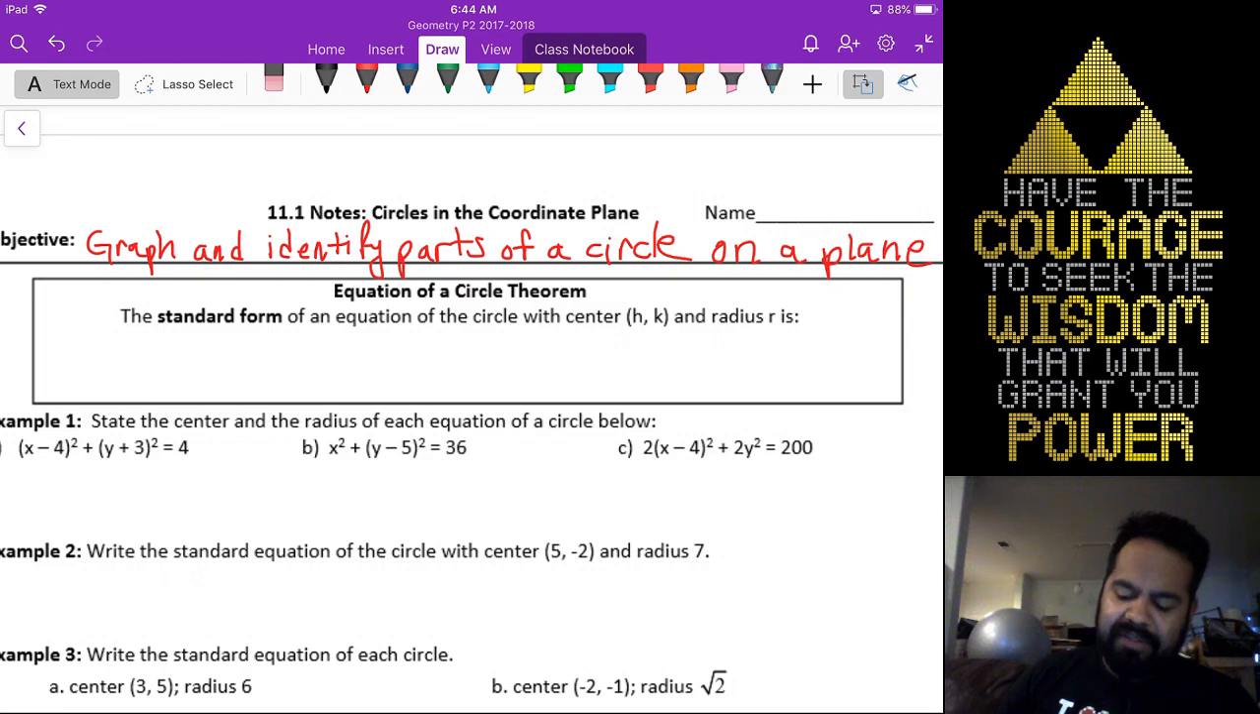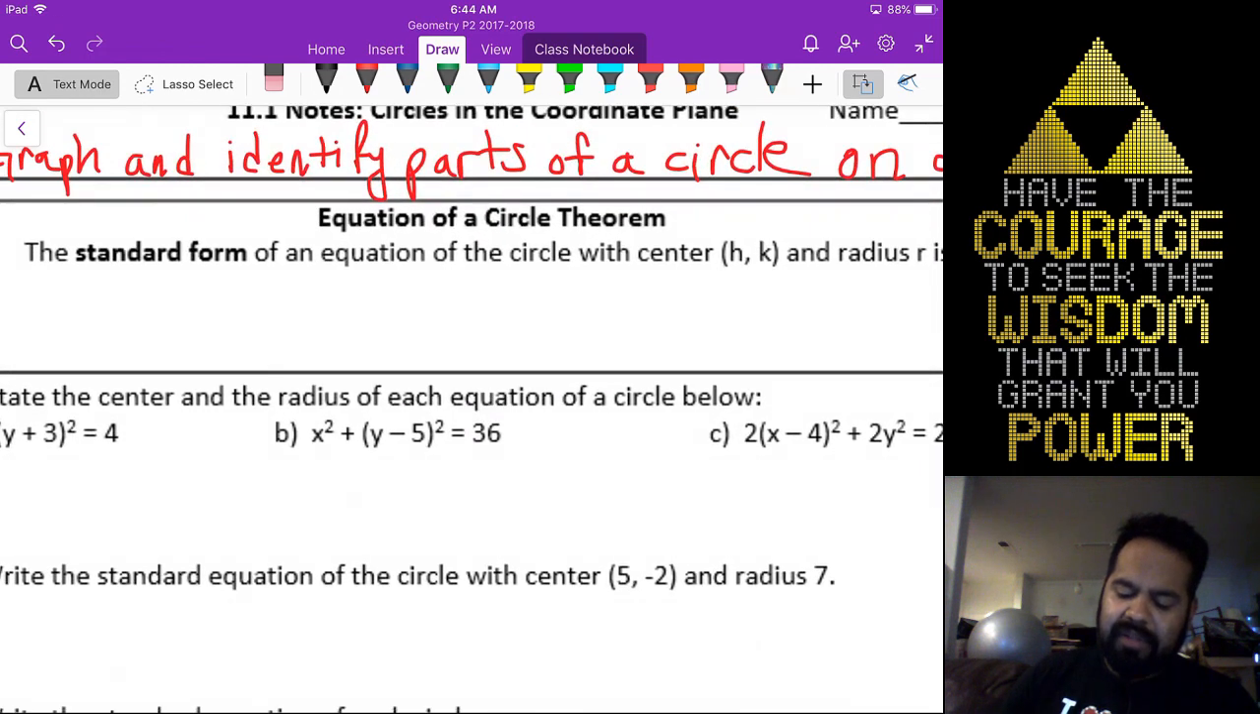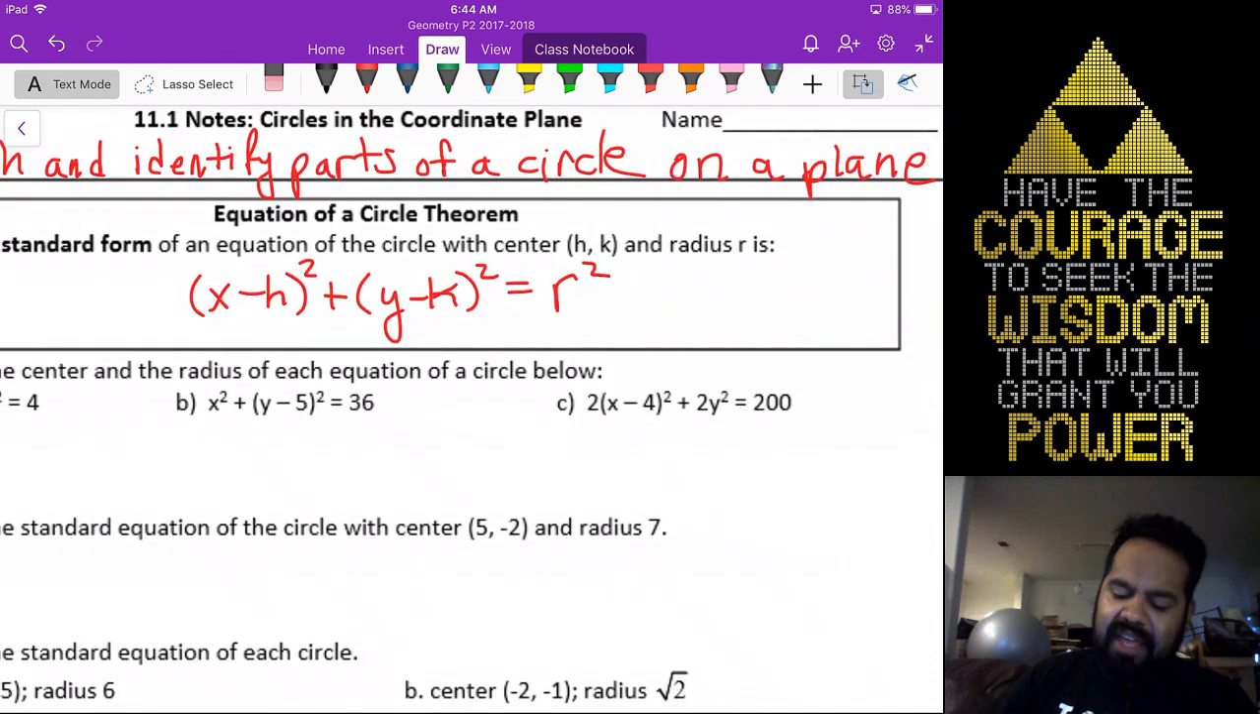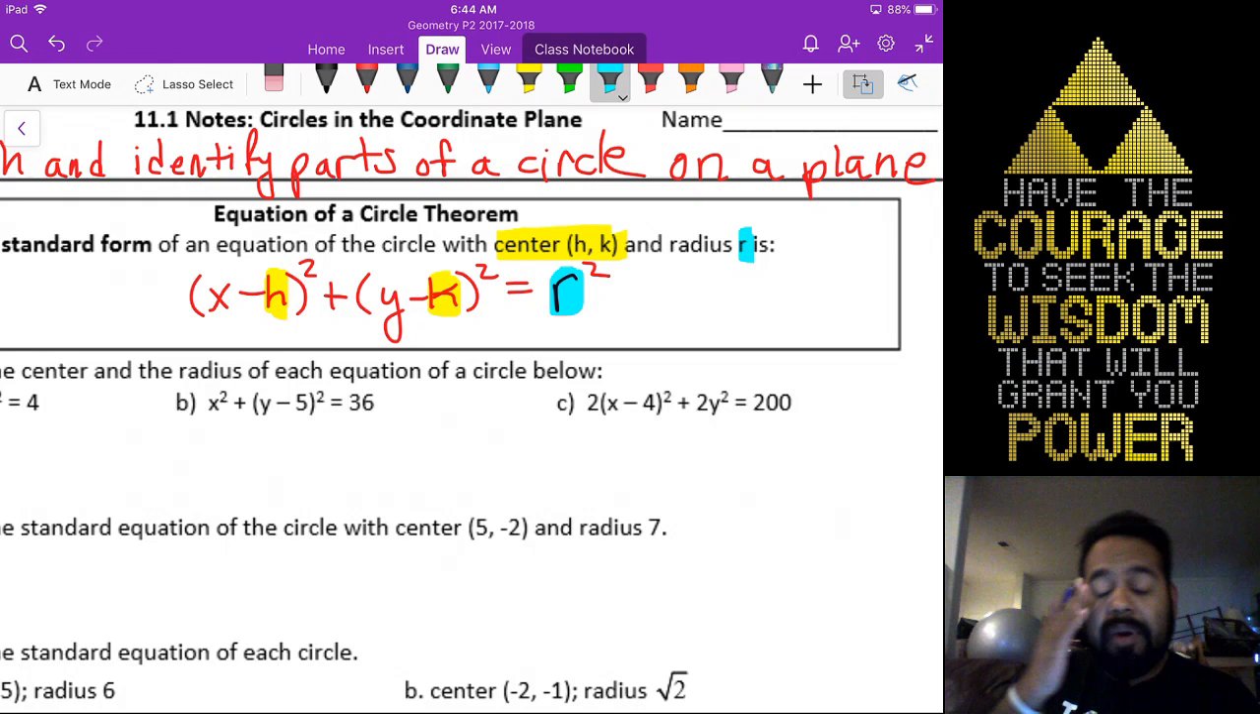So the equation of a circle looks like this: (x - h)² + (y - k)² = r². Now h and k are the center of your circle, and r stands for the radius of your circle. So really those are the only three parts of the equation you're looking for.